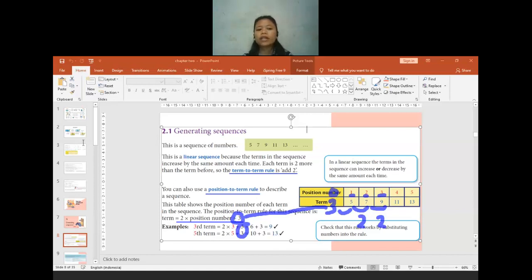Is there anyone still having questions? About how to find the position to term rule, we will study it later in exercise 2.2. For exercise 2.1, you are just going to find the sequence first. Later, when you get used to finding the sequence, it will be easier to find the position to term rule. Is there anyone having questions? If no one has questions, then I'll continue to the next slide.